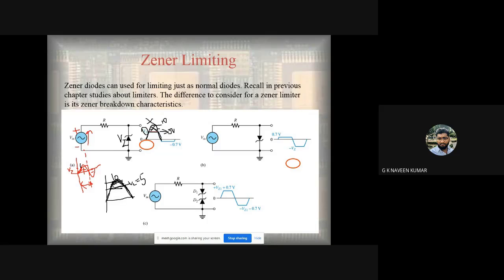Hence, for this circuit the output is this. This is what you will get during the positive half cycle. Instead of the full sinusoid, you will get this one, where this value is your Vz.